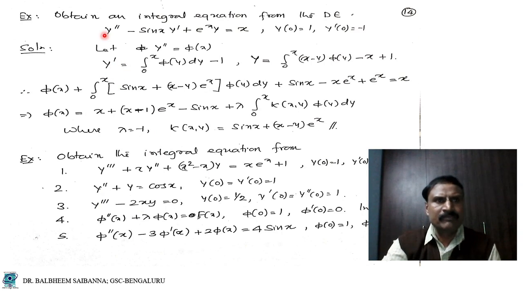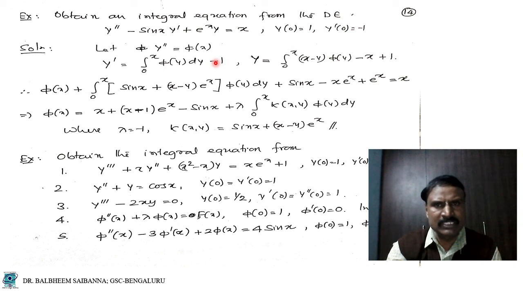One more example. Obtain an integral equation form of the differential equation y double dash minus sin x y dash plus e to the power of x y is equal to x, with y of 0 equal to 1 and y dash of 0 equal to minus 1. This is also a second order differential equation. The highest order is y double dash, so let y double dash be equal to phi of x. Integrating, y dash equals integral 0 to x phi of y dy.